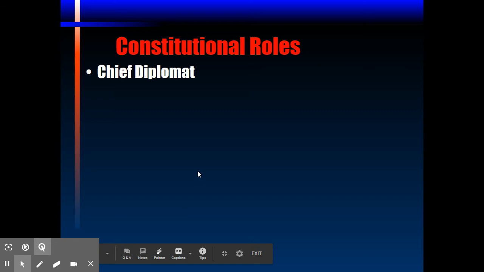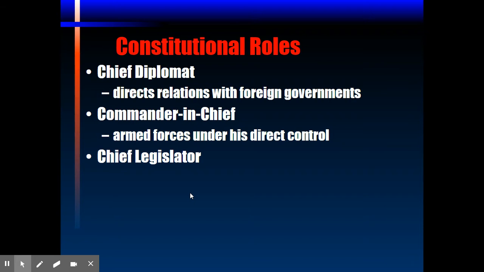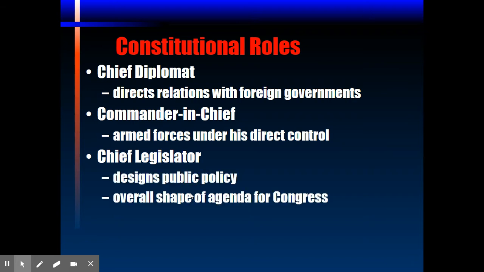Okay, the next one is chief diplomat. We say that the president is chief diplomat because he is responsible for carrying out our relationships with other governments, other countries. Of course, he does that through the State Department, but we call him chief diplomat. Of course, underneath him would be the Secretary of State, and then, of course, all of the ambassadors working in that department for each country or in each country.